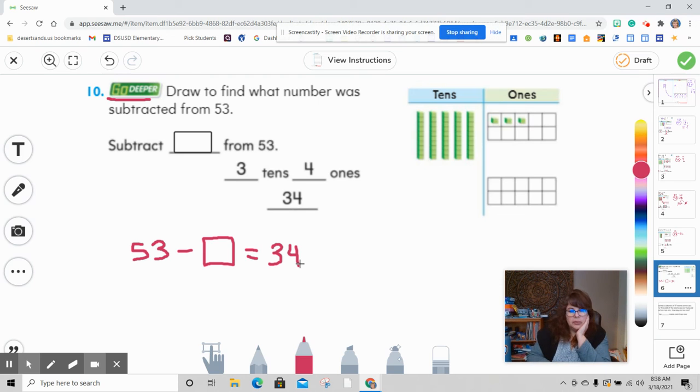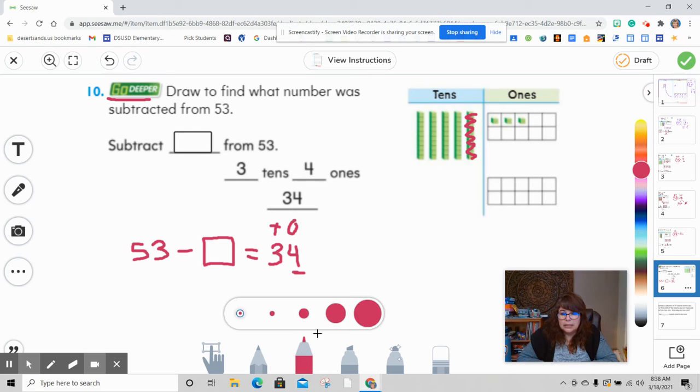Now, I already know that in the number 34, I have tens and ones, and this is what was left. The digit 4 in the ones place is greater than this one. So I know that there had to be some moving around. So one of the tens probably had to be regrouped. So I'm going to move that, and I'm going to draw the 10 ones. 1, 2, 3, 4, 5, 6, 7, 8, 9, and 10.